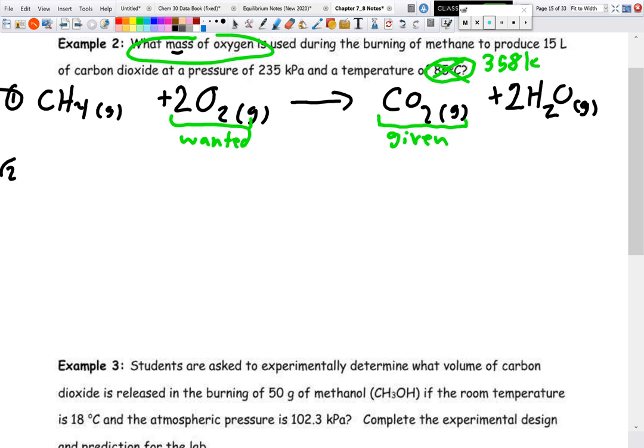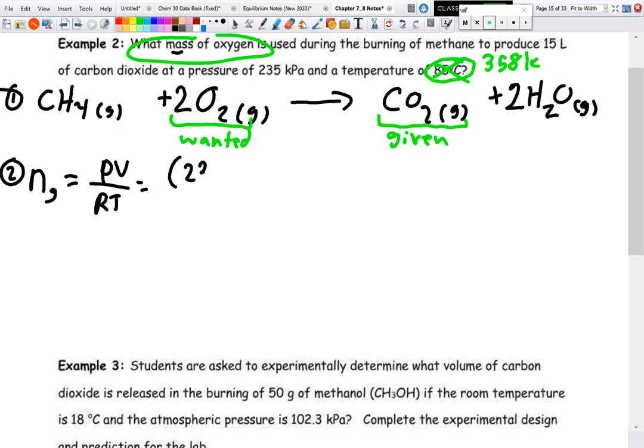So our next step, 2, is find the number of moles of our given. Now this one right here, because our given is carbon dioxide, we have pressure, we have volume, and we have temperature, we are going to have to use the ideal gas law. So that equation, rearranged properly for number of moles, is PV over RT.